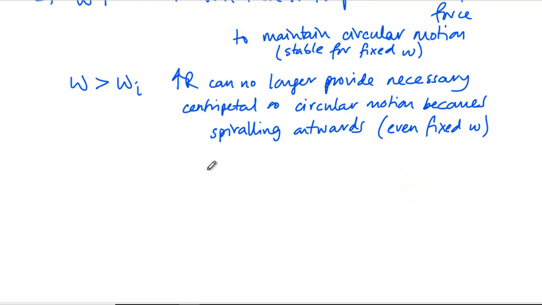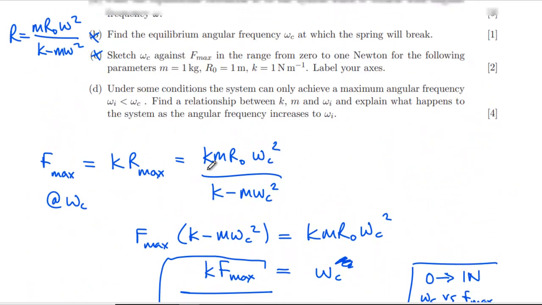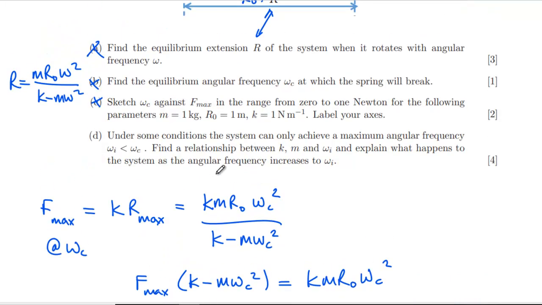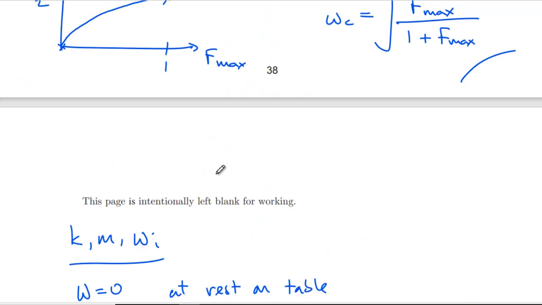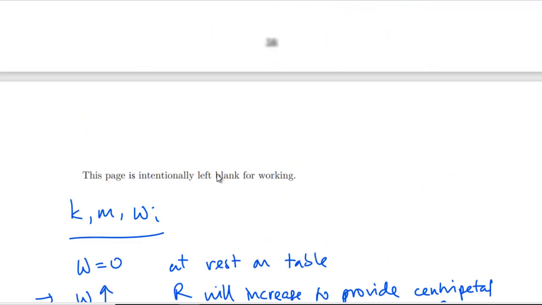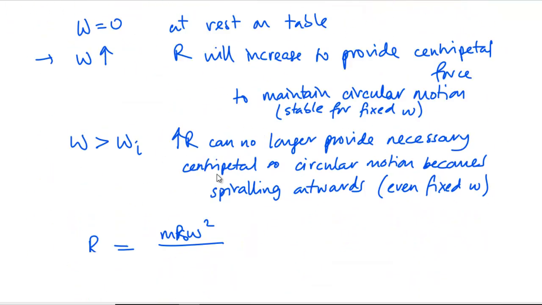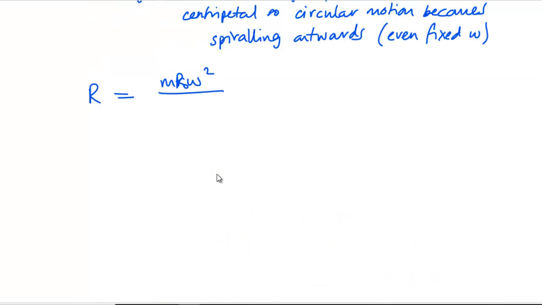So we need some breakdown in R. We had a relationship for R that we wrote down somewhere. Here we go. Right, okay, we can see it. So m r0 omega squared over k. Right, so let's repeat that again. So this is r0 omega squared, wasn't it? Got to go back to it. m r0 omega squared over k minus m omega squared.